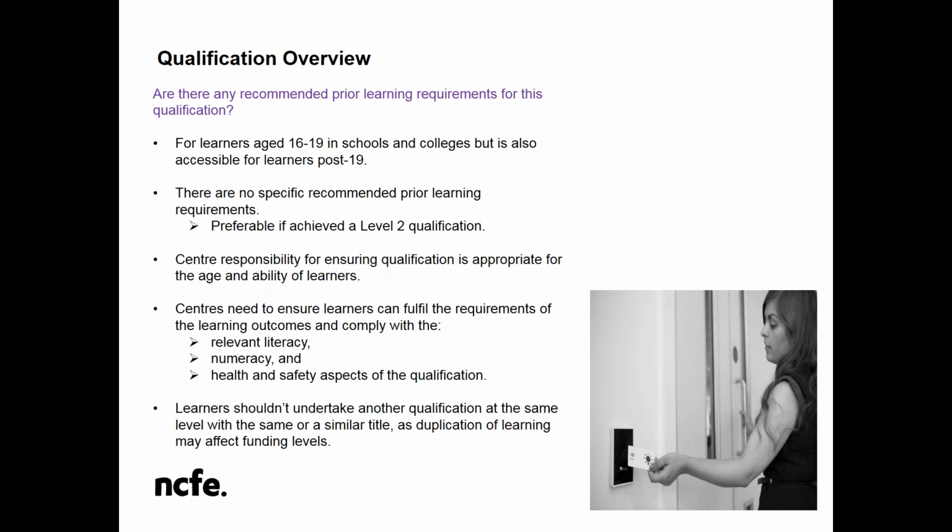We need to point out the centre's responsibility for ensuring that the qualification is appropriate for the age and ability of the learners that they have, and you also need to ensure that you fulfil the requirements of the learning outcomes. So you need to look at issues like the level of literacy, numeracy, and also any health and safety aspects. Learners shouldn't really be taking this qualification if they're already doing a qualification at the same level with a similar title.